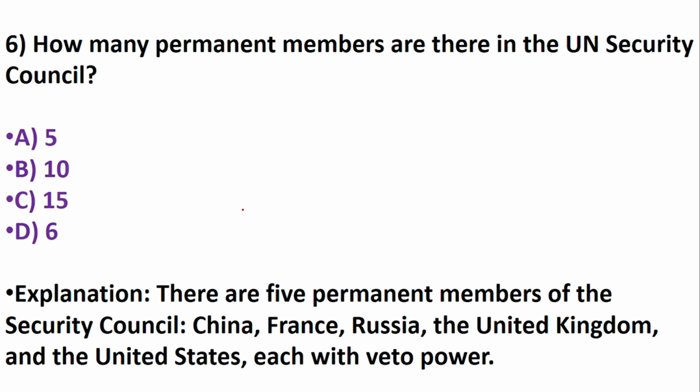How many permanent members are there in the UN Security Council? There are 5 permanent members, and 10 non-permanent members are also included. The 5 permanent members of the Security Council are China, France, Russia, the United Kingdom, and the United States, each with veto power. They have the veto power to block the bills which are being processed in the UN Security Council.